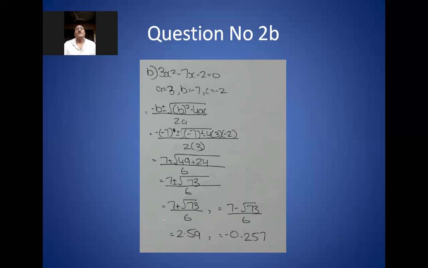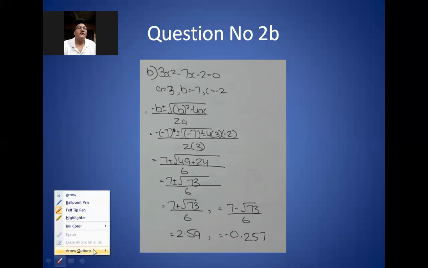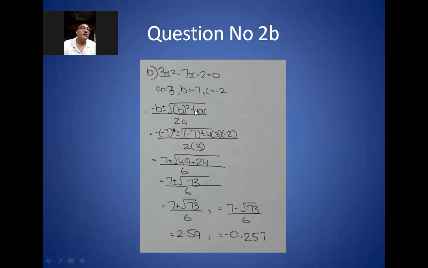So we will apply the quadratic formula. The quadratic formula is very simple: minus b plus or minus under root b square minus 4ac, divided by 2a. We substitute these values. The a will be 3, the b will be minus 7, the c will be minus 2. So here you can see a minus, and inside the bracket I put minus 7, under root here, and then a bracket minus 7 bracket close square, minus 4 into 3 into minus 2, divided by 2 into 3. So minus minus will be plus.